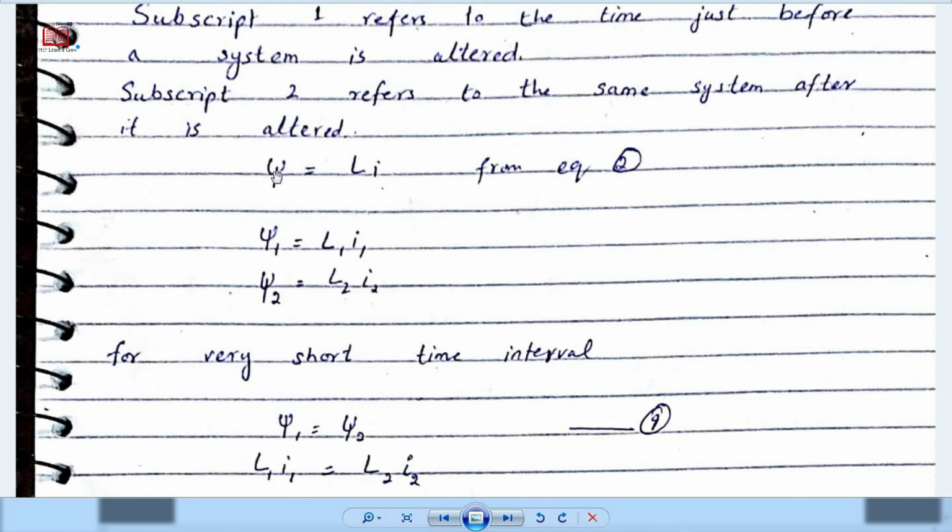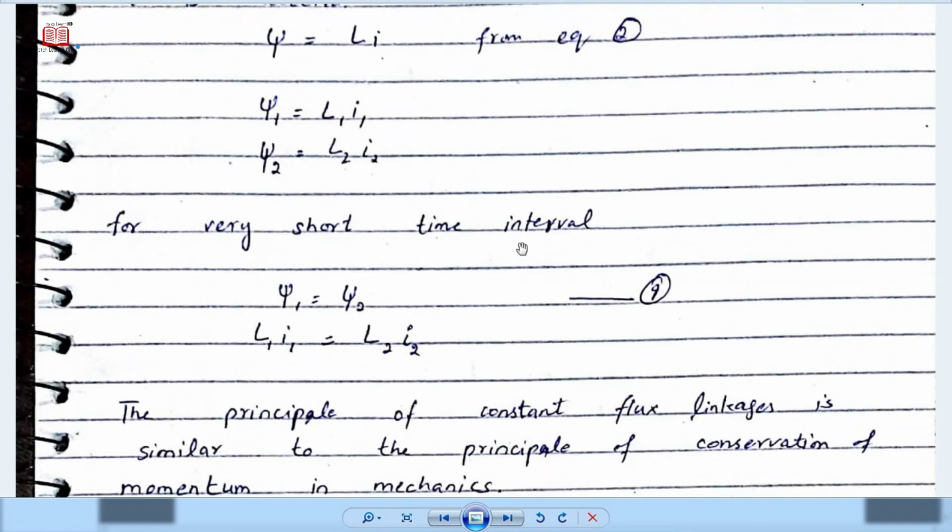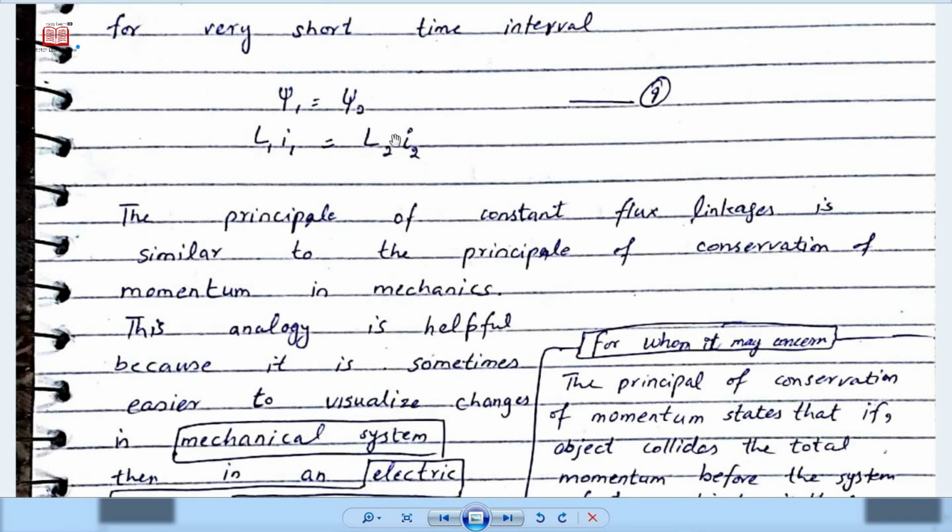So overall the flux linkage is equal to Li, because we are interested in the same system, meaning a single system. That is why I'm using Li. If there are two systems with mutual inductance, then we can replace this L with M. So psi 1 is equal to L1 I1, psi 2 is equal to L2 I2. For a very short interval of time, we say that psi 1 is equal to psi 2, meaning the system before the switching has the same conditions after the switching. L1 I1 is equal to L2 I2. This is called equation number 9. Remember this equation is very important and is the overall result.